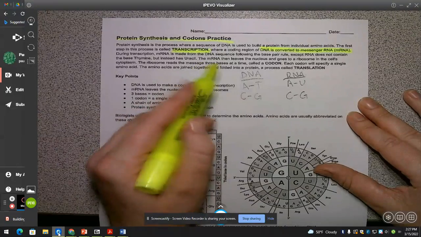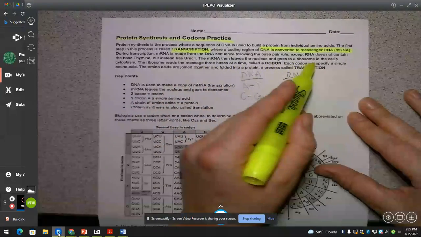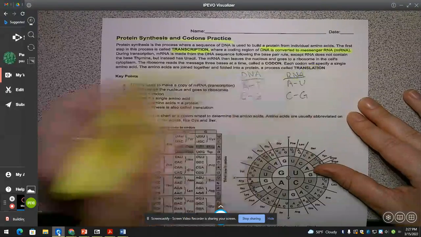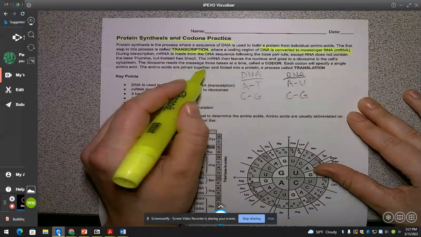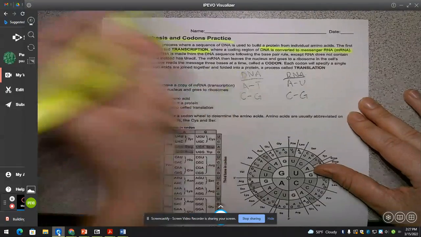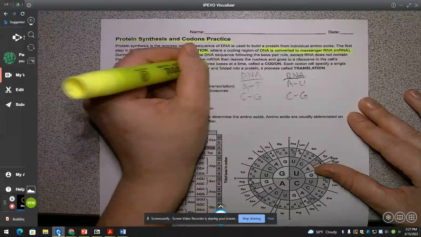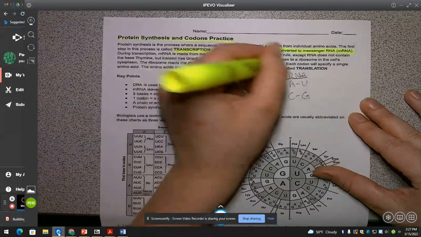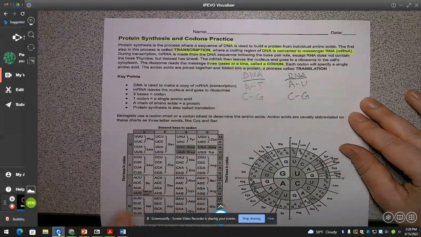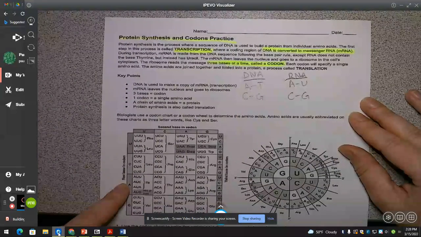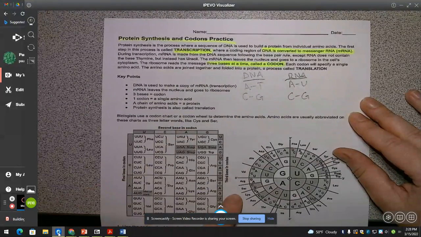So mRNA leaves the nucleus and then goes to the ribosome, which is in the cell's cytoplasm. The ribosome reads the message 3 bases at a time. So that's important, and that's what's called a codon. So we're going to read things in 3. And you might be able to see a little further down, we have our first base, our second base, and our third base. And we'll talk about how to use both of these charts.